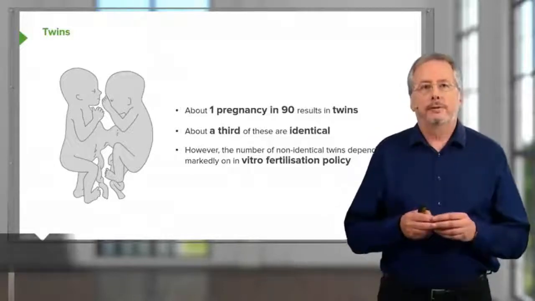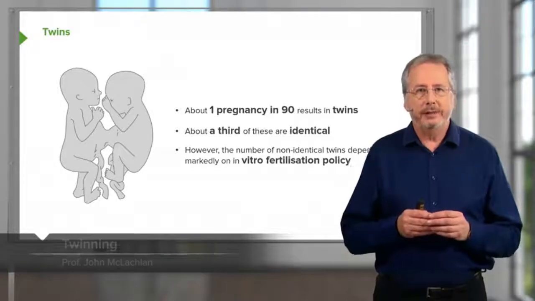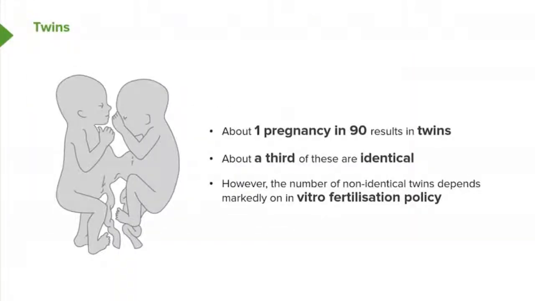Now, of course, we can also have twinning. About 1 pregnancy in 90 will give rise to twins, and about 1/3 of the twins are identical twins. But there's quite a lot of variation in the numbers of twins, and that's as a result of in vitro fertilization, of assisted reproductive techniques.